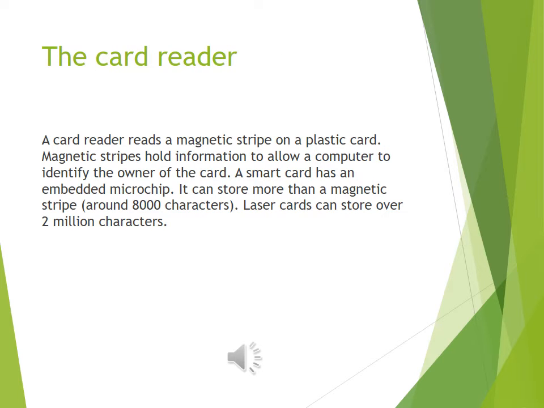The card reader is another device. What is a card reader? A card reader reads a magnetic strip on a plastic card. Magnetic strips hold information to allow a computer to identify the owner of the card. A smart card has an embedded microchip. It can store more than a magnetic strip, that is around 8,000 characters. Laser cards can store over 2 million characters.